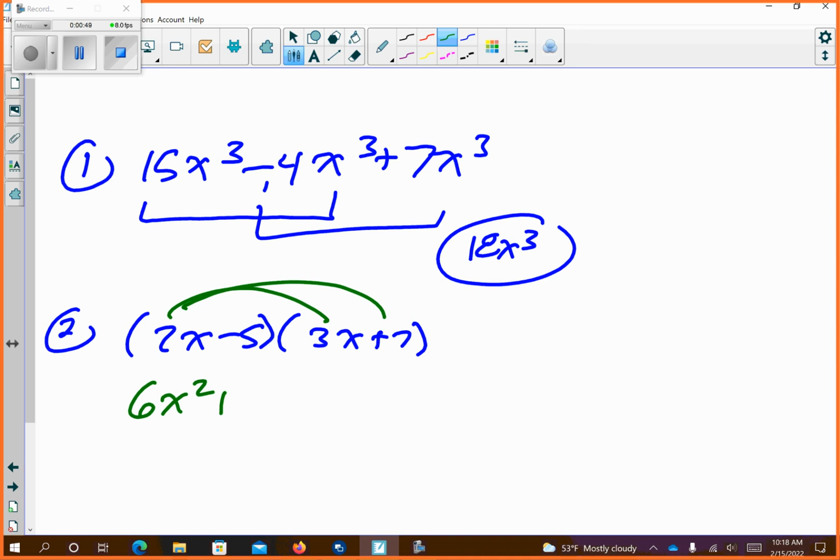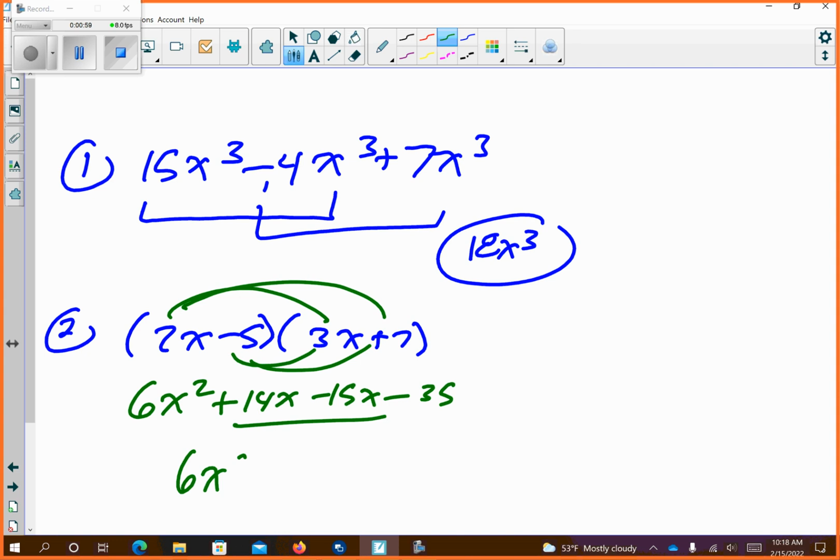2x times 7 is 14x. And then I multiply the second. So I get negative 15x minus 35. Combine those, they are like terms because they are both x's. So I get negative x minus 35. The problem's done. Questions so far?